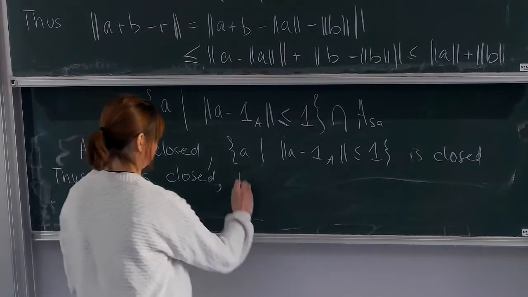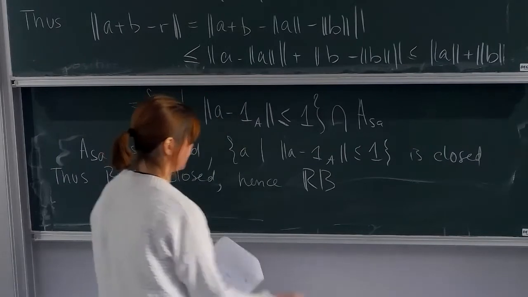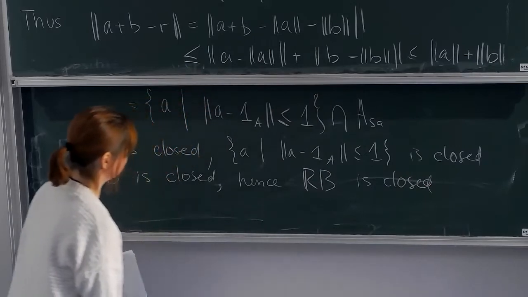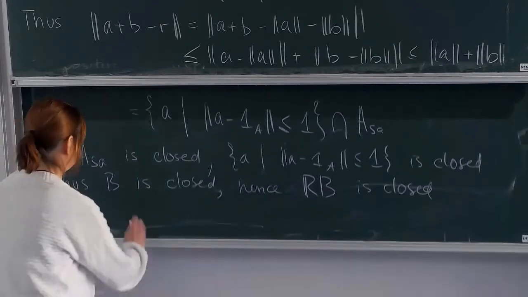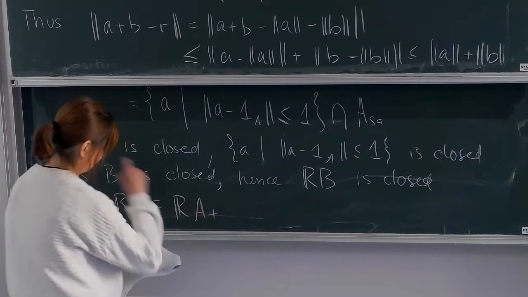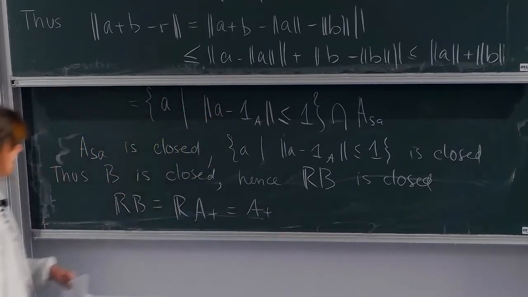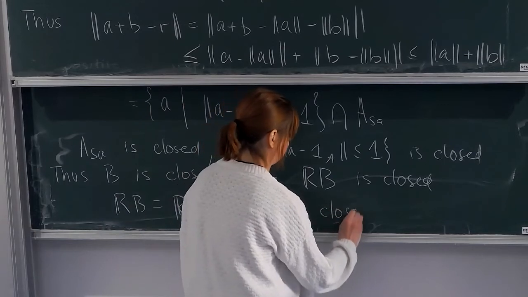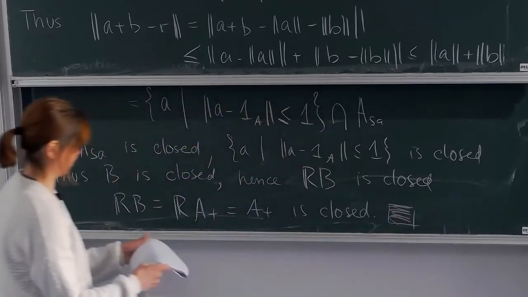And hence, R times B is closed. But what was B? A plus with norm at most 1. Well, R times B in that case is the same as R times A plus, which is just A plus. So indeed, A plus is closed.